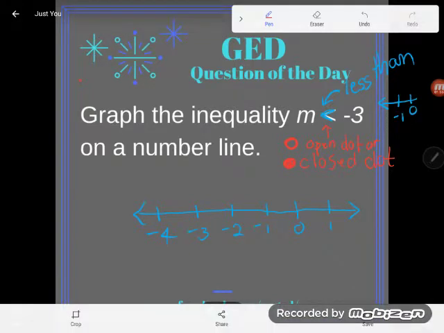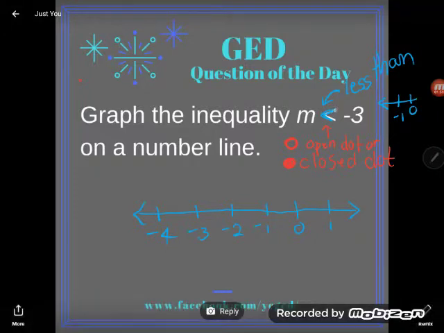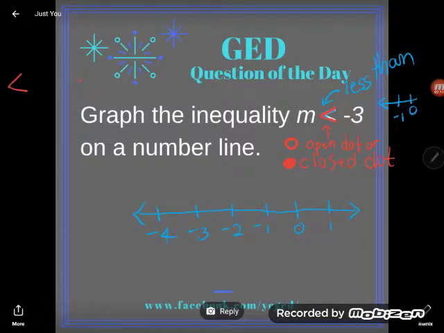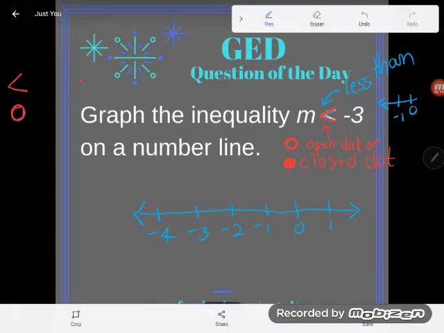And you might be thinking, well, how the heck am I supposed to tell that? The key here is in the type of inequality sign you have. If you have just a straight up less than sign with no line underneath it, that means M is strictly less than -3. It can't be -3, but it could be any number less than -3. So when I don't have the little line underneath, that's when I use open dots.